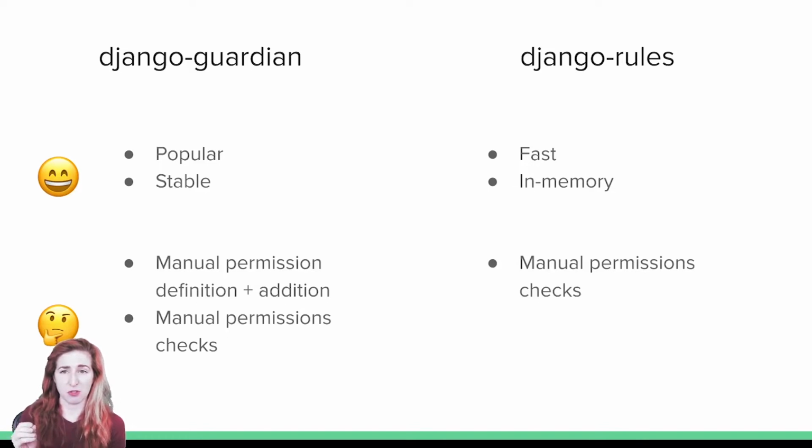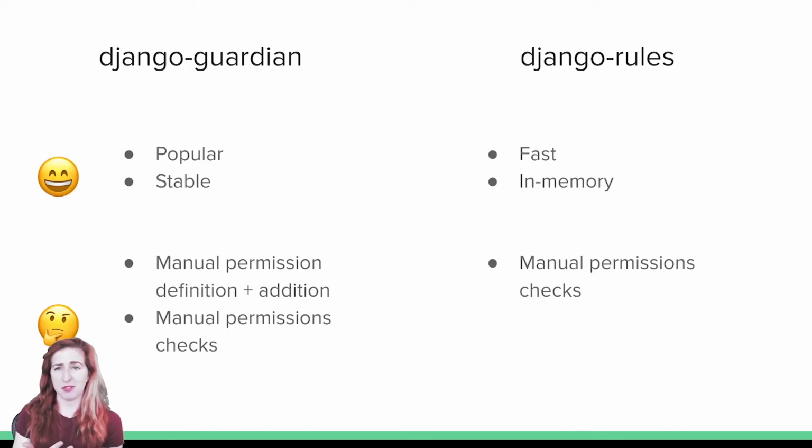So if you want to fetch a list of cakes and only return the ones that a particular user has permission to see, you have to remember to explicitly filter out the ones in which someone doesn't have permission.